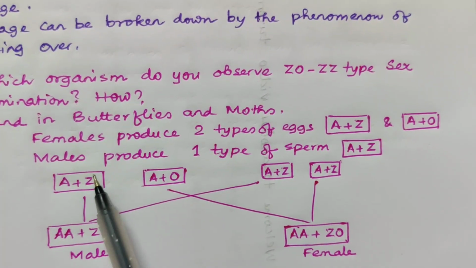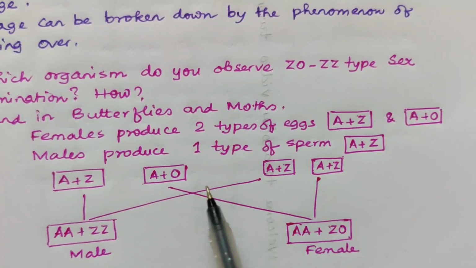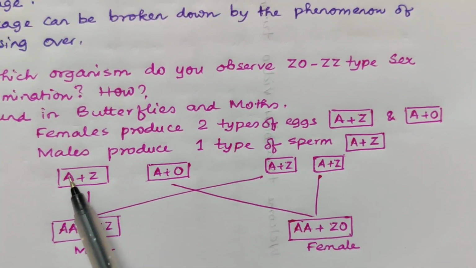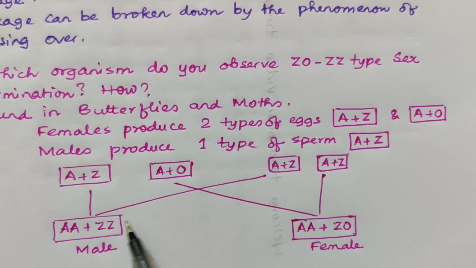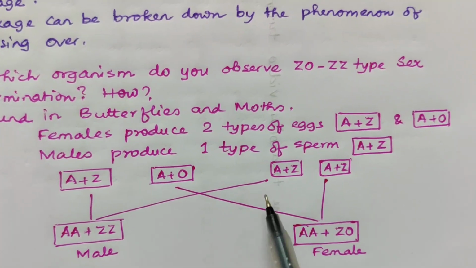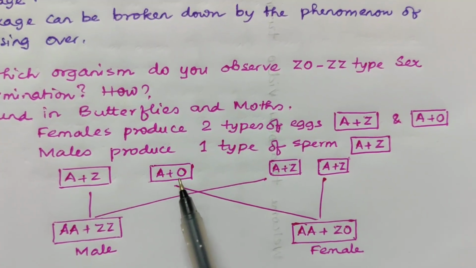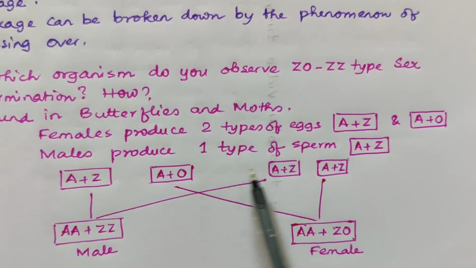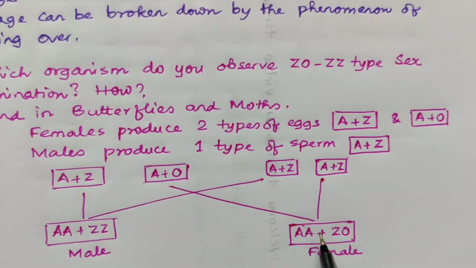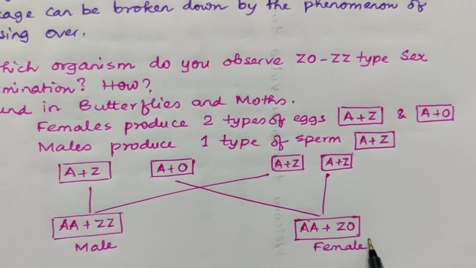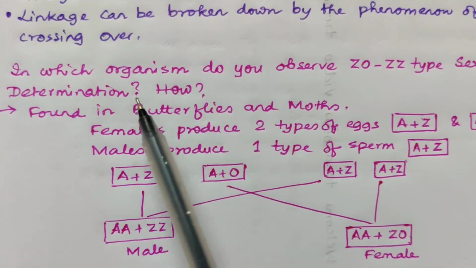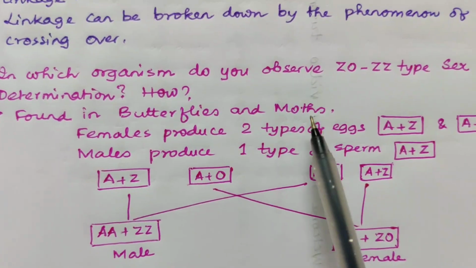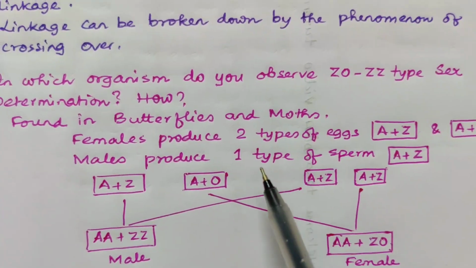Now, when there is a cross between a male and a female, if it is A plus Z crossing with A plus Z, we get AA plus ZZ, that is a male. And if there is a cross between A plus O and A plus Z, we get AA plus ZO, that is a female. This is how the sex determination can be done for butterflies and moths.